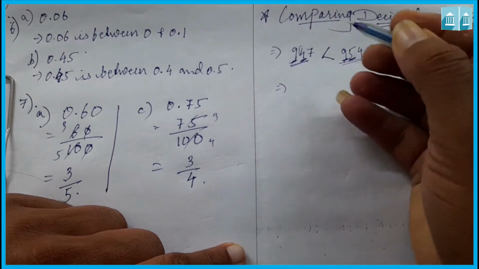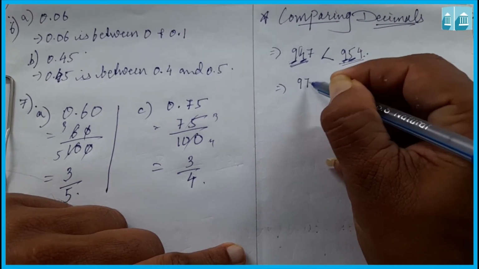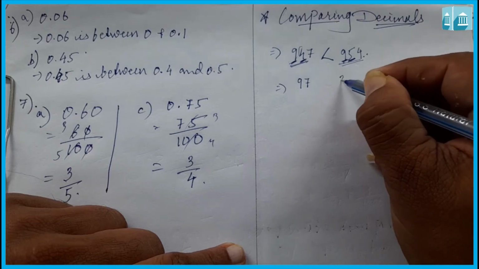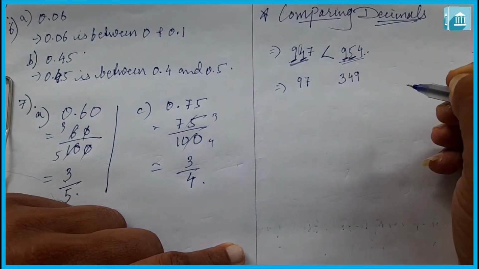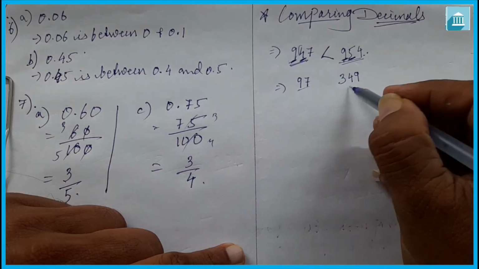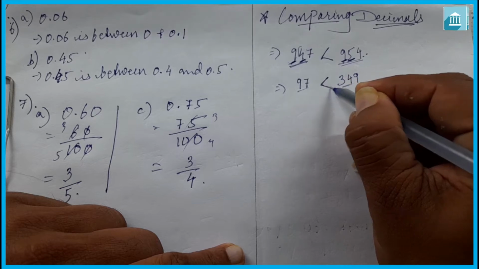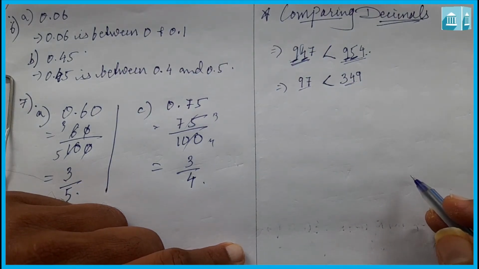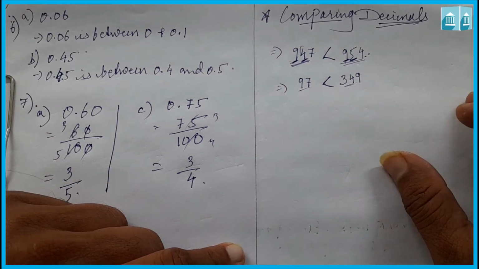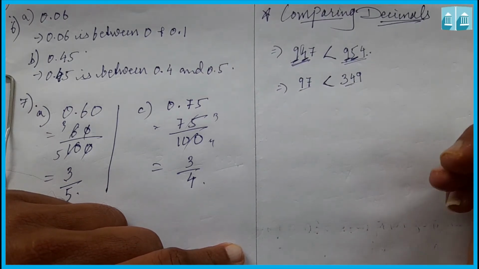If the number is like this, suppose 97, and the other number is, suppose, 349. Now here the number of digits is 2, here the number of digits is 3. So we can easily see that 97 is smaller than 349. Now how to compare decimals?